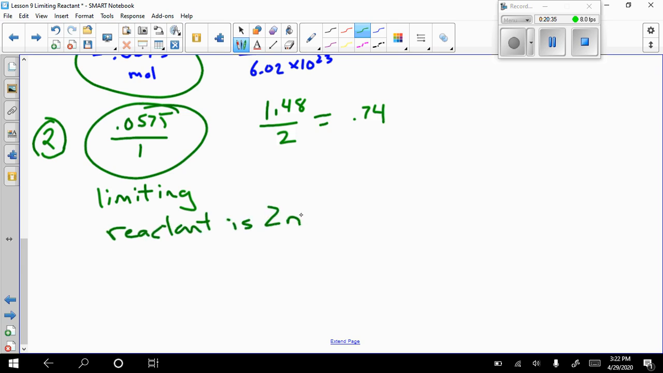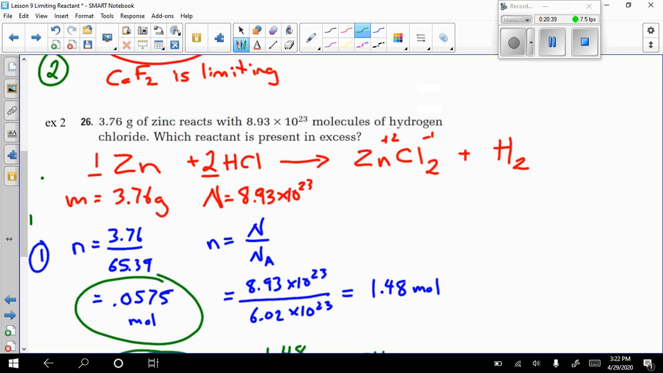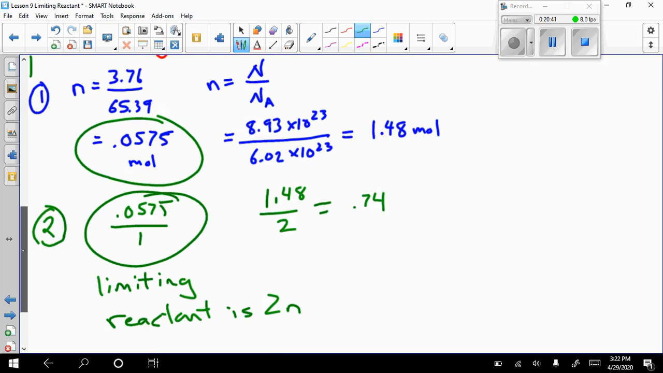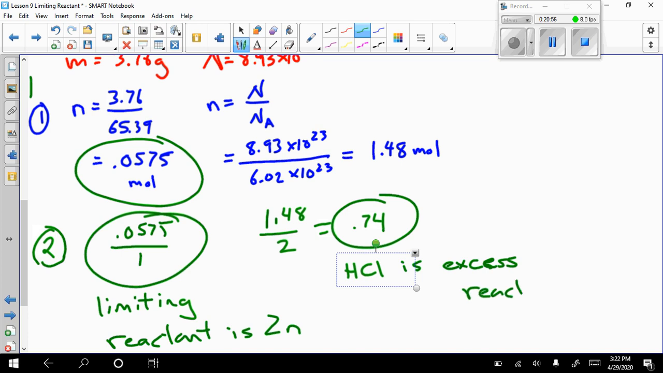Okay, so that's kind of, these questions just said which one, oh, sorry, it said which one is excess, so my apologies. And so I would say the HCl is the excess reactant, because it's larger, which means it's going to be left over. Some of it's going to be left over at the end.